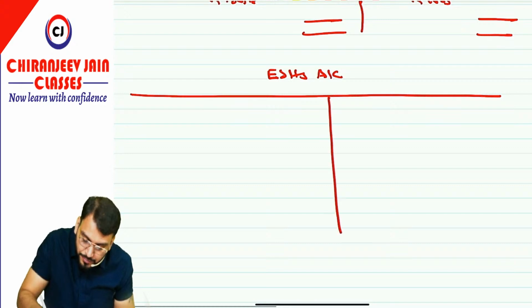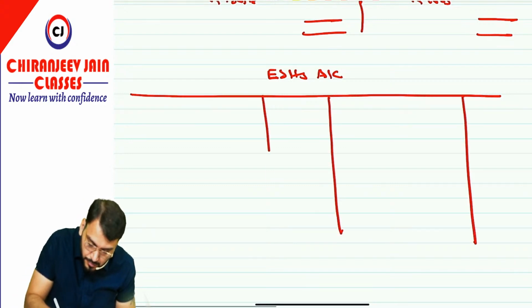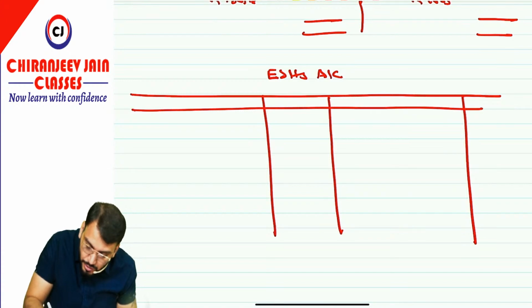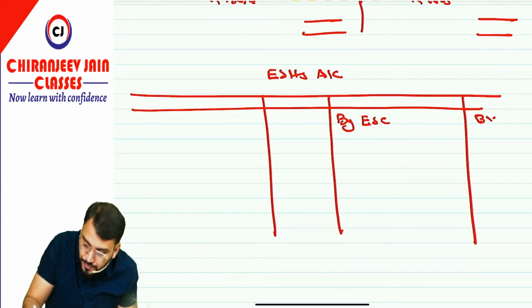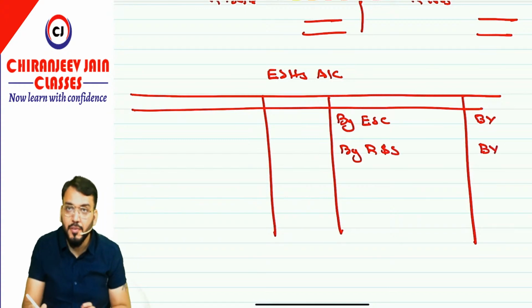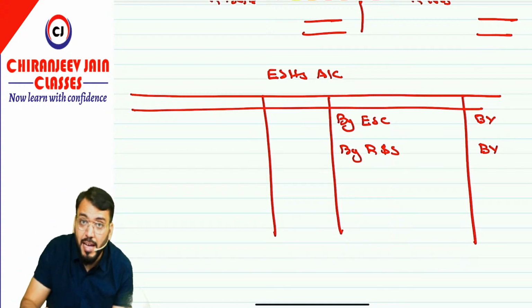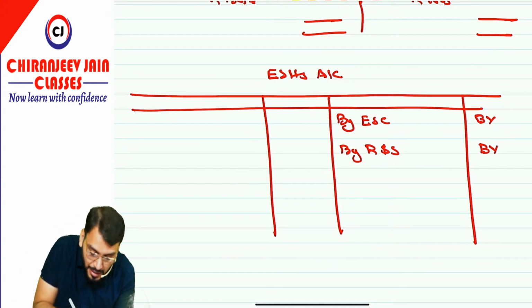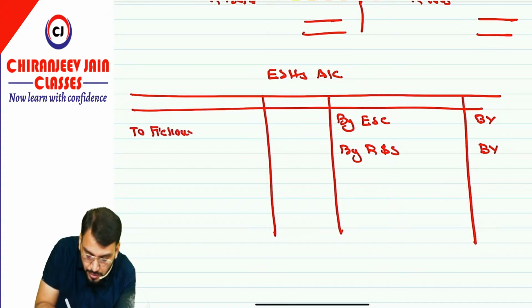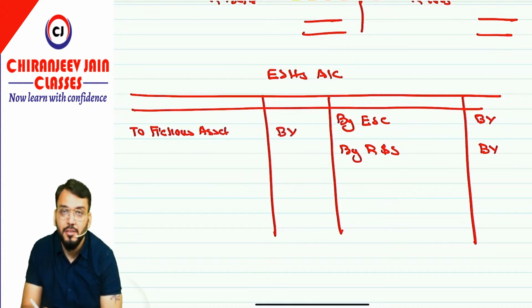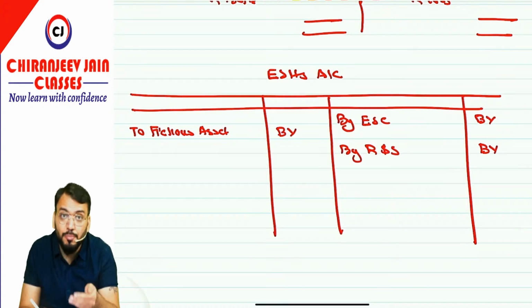Equity shareholders account. So we write down by equity share capital at book value, by reserve and surplus at book value. This reserve and surplus will be all types of reserve and surplus, correct? And any fictitious asset, if there is any, will be closed by transfer to equity shareholders account at book value, correct?